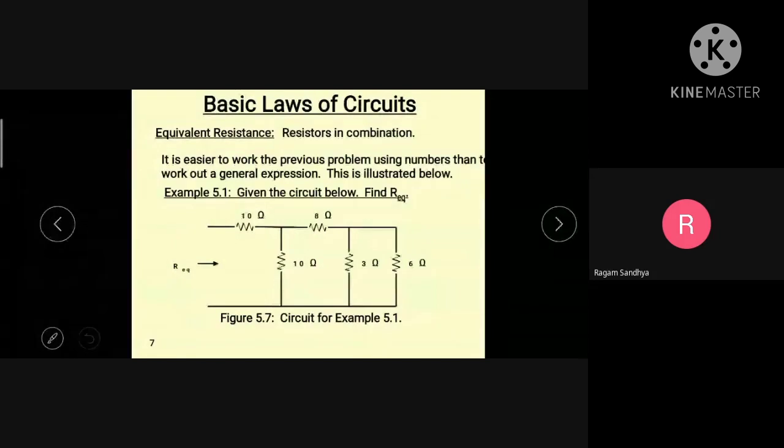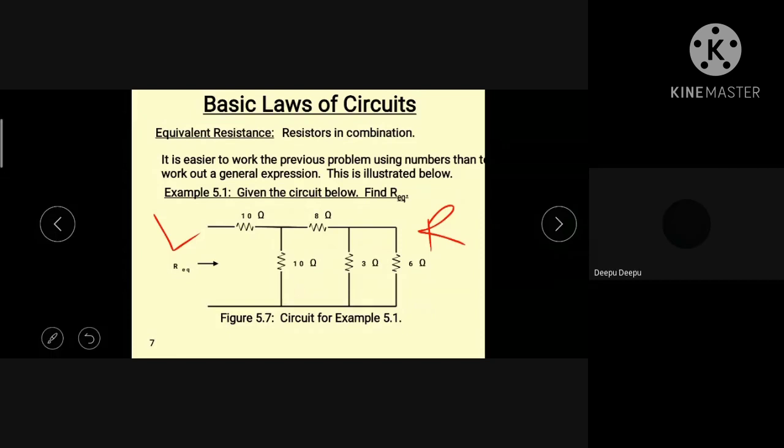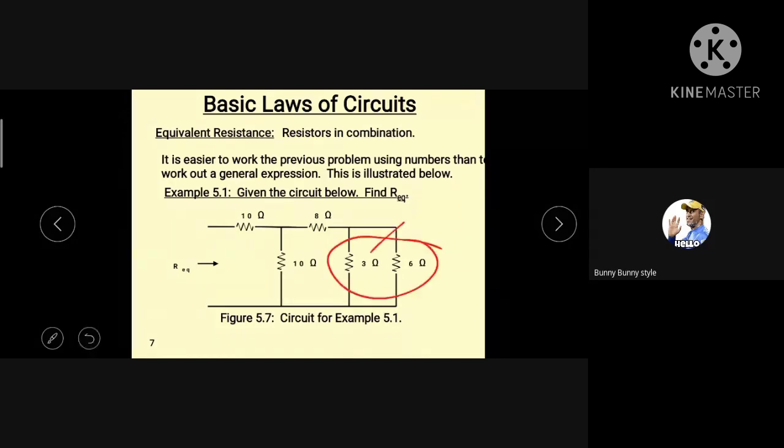The arrow mark is on the left side, so you have to start from the right side. Now tell me, these two resistors are in parallel combination or series combination? Parallel. All right, what's the formula? 3 into 6 by 3 plus 6. 18 by 9. That is 2. By using these two resistors and the parallel combination formula, we get a resistance value of 2 ohms.